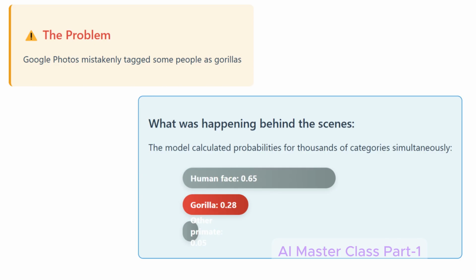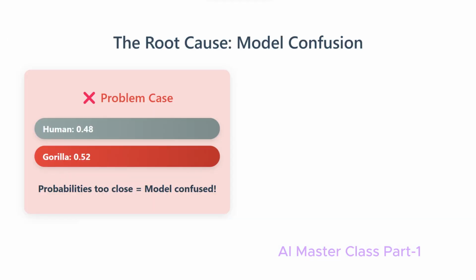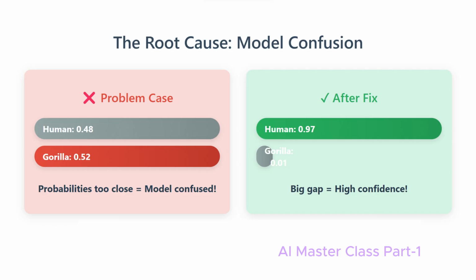Now, ideally, human face should have been way higher, like 0.95 and above. But in those problematic cases, the model was giving similar probabilities in both the categories, maybe 0.48 for human and 0.52 for gorilla. So when the probabilities are that close, the model is basically confused. It is not confident at all. Now, to fix this issue, Google didn't just remove the gorilla label. They had to retrain their entire model to create a bigger gap between these probabilities. That gap in probabilities is what gives us confidence.